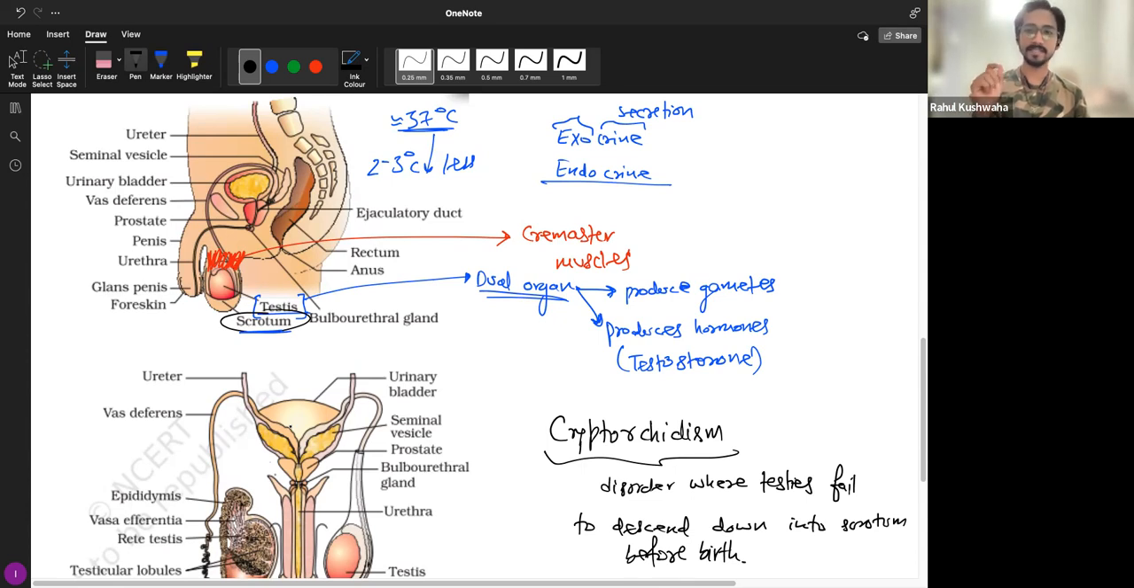So during their breeding season, organisms like elephants descend their testes, because that is the season where they need sperm formation. So they make sperms and reproduce, and during the non-breeding seasons, they ascend their testes back into the abdomen, because that's not required. And it also makes sense.